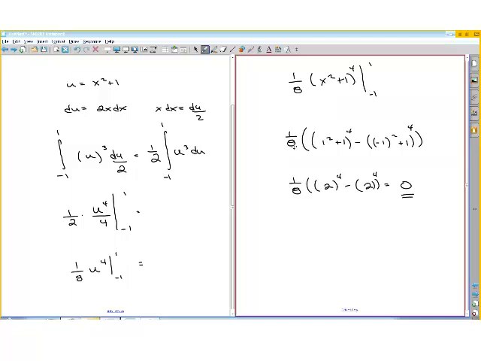So let's just use a graphing utility to verify our results. So we're going to open up a graphing utility, the usual one we use.